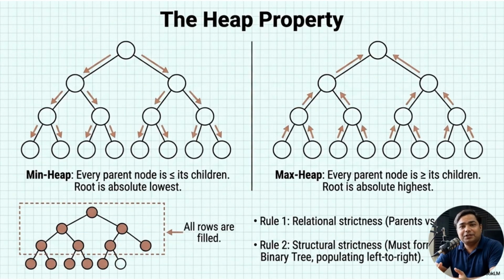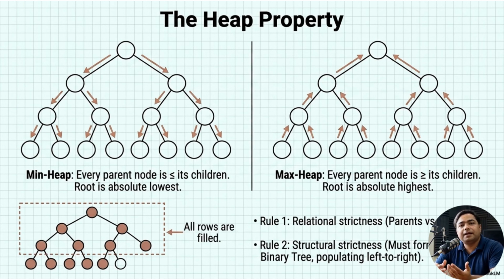A heap is a special type of complete binary tree. There are two common types, min-heap and max-heap. In a min-heap, every parent node is less than or equal to its children. This means the smallest value is always at the root. For example, if the root is 2, then all children below it must be greater than or equal to 2. The root is the minimum value.